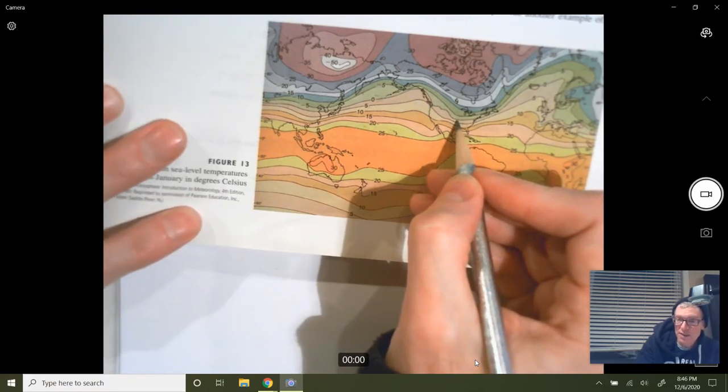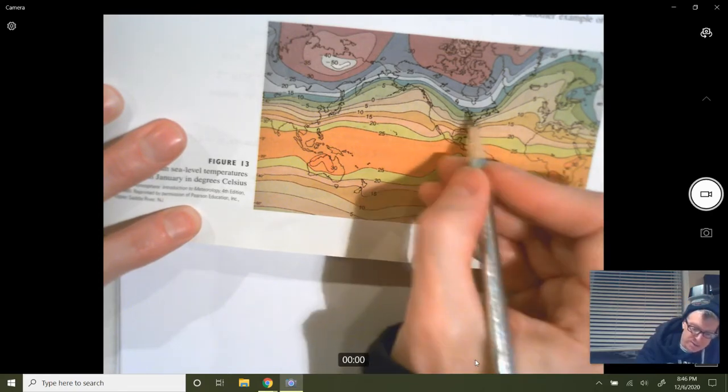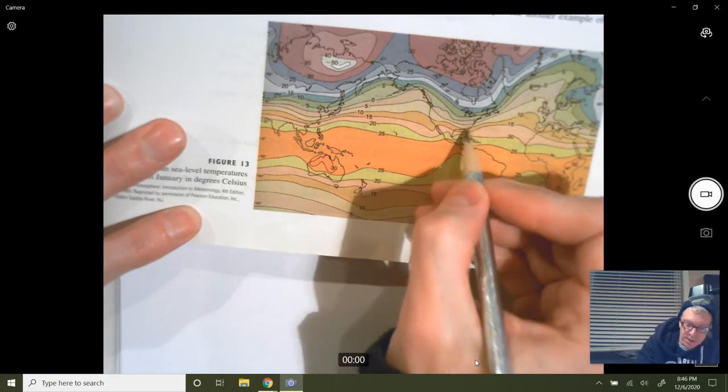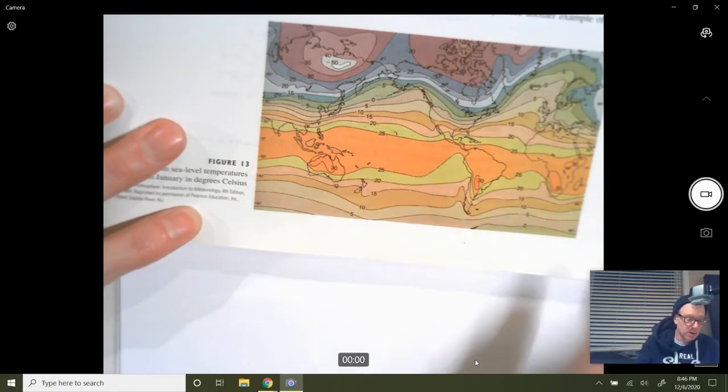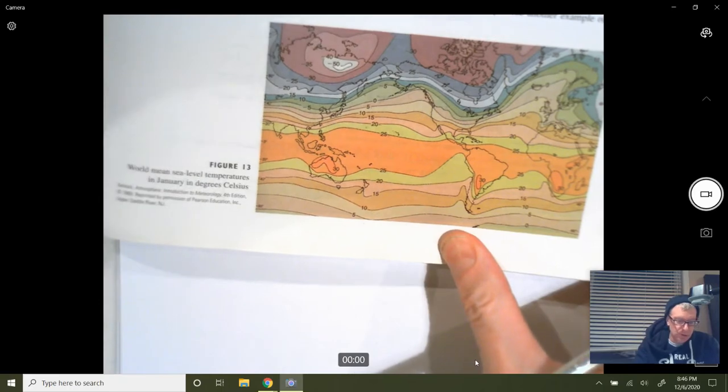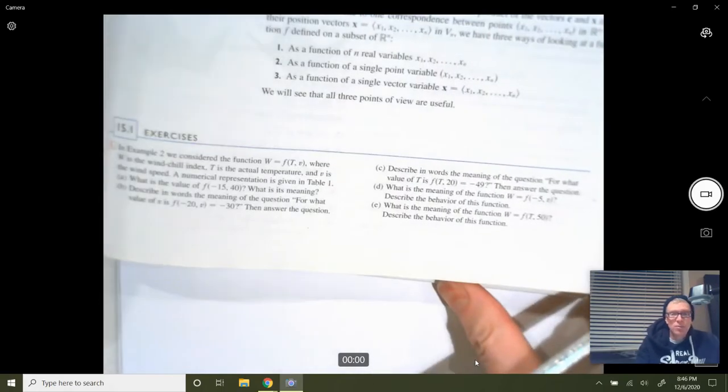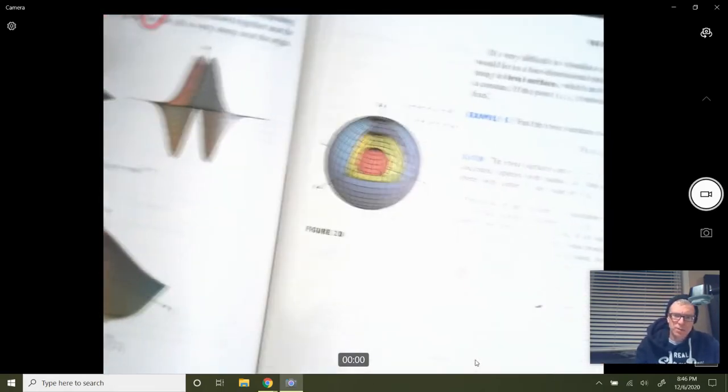So your gradient is always going to be perpendicular to your level curves, okay? Because the gradient is the direction of maximum increase. And that's a picture with just a two-dimensional function. Now, remember when we had this function here, we looked at this one.